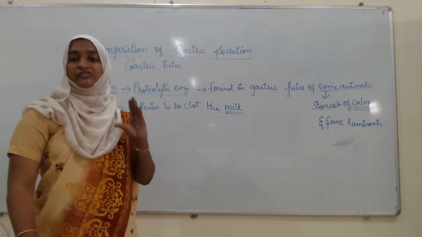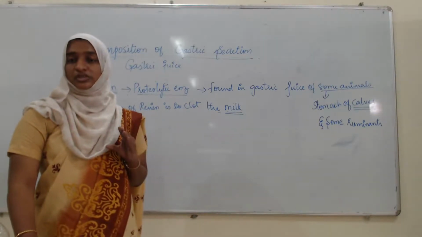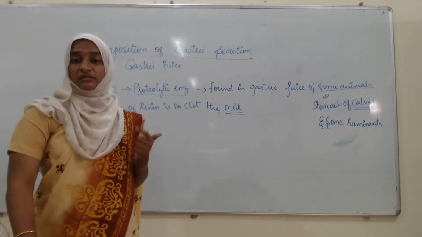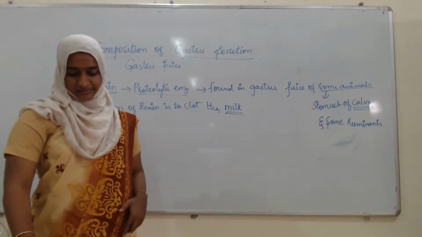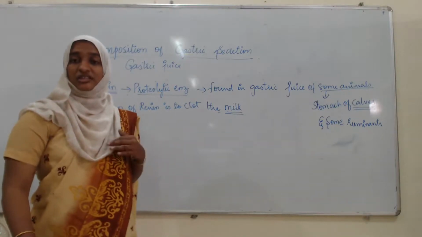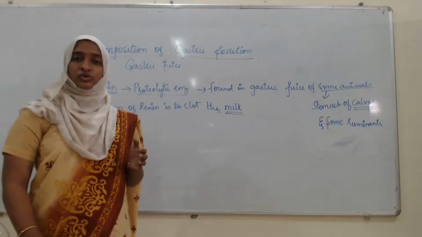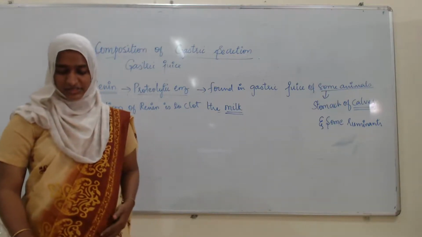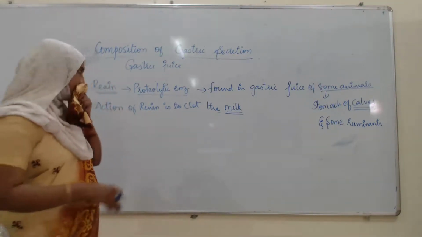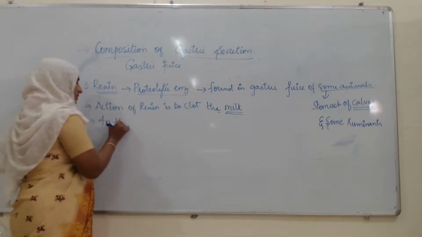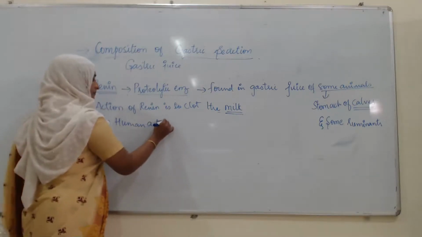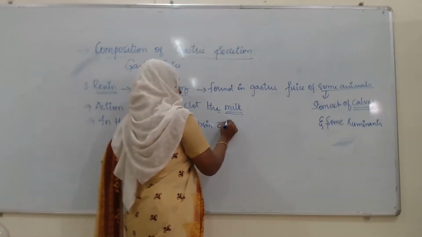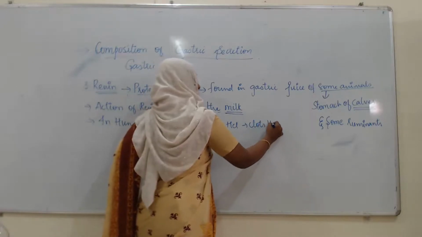Their stomach will be very sensitive and porous, due to which they will absorb the milk. And who is going to digest that milk? That is the renin, which is found in small infants. So if an adult man is drinking milk, who is going to digest that milk in the stomach? It is the pepsin and HCl. Pepsin clots the milk in the human adult. Pepsin along with HCl clots the milk.